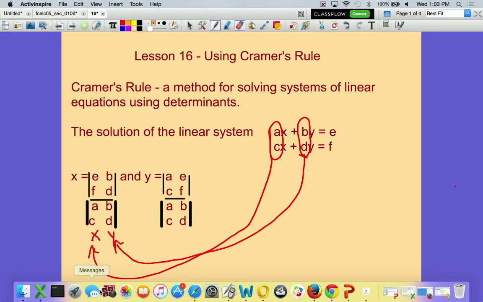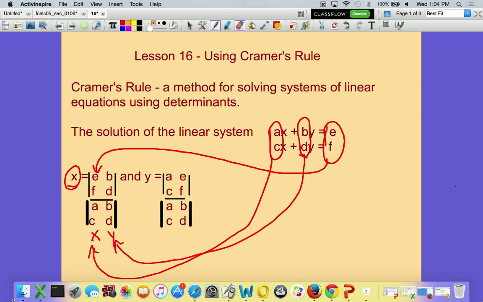Alright, for the top, what we have to do though is because we're solving for x, our y is going to stay exactly the same. It's BD for both of them. But because we're solving for x, what are we going to put in for that column? We're going to put the answer column in for x on the top.